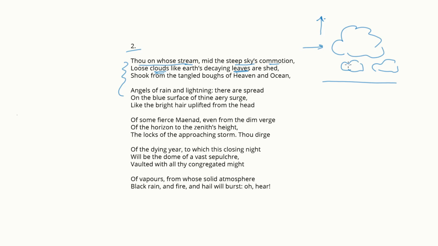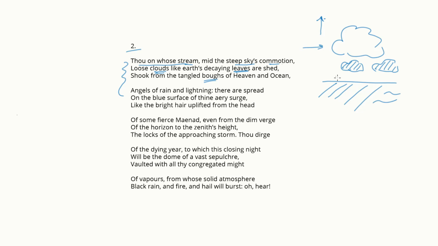So you can imagine that these different clouds are like individual leaves that are being shed, that are falling down from some kind of tree. But then we do wonder, well, where is the tree? It says, shook from the tangled boughs of heaven and ocean. And boughs is just an old word for branches. So now I think what you should imagine is that if you have water, let's put water at the front here. I guess these should be waves.